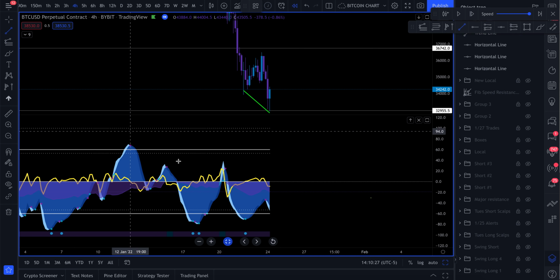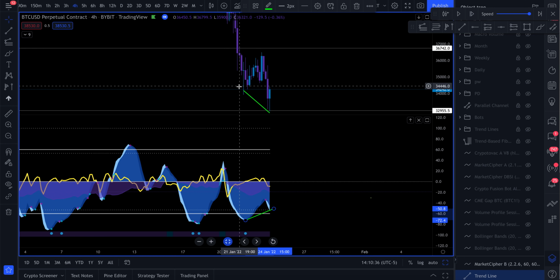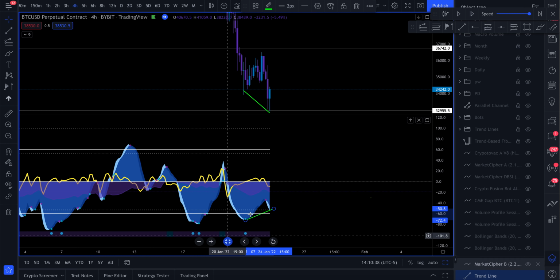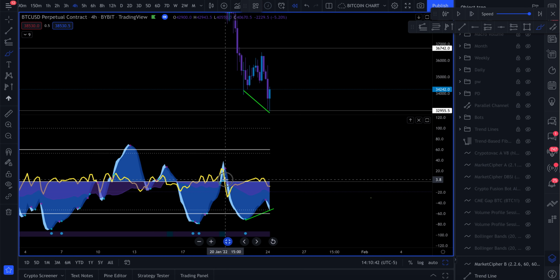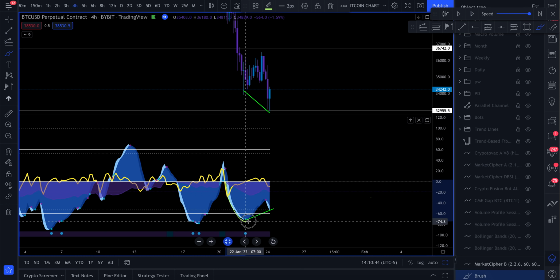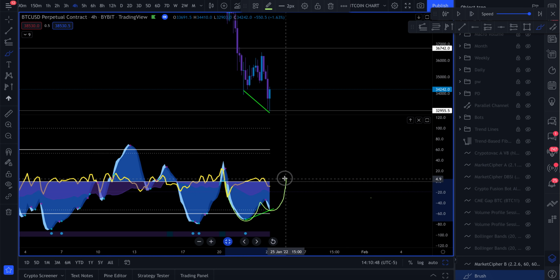Then we see this. We see that Market Cipher B on the 4-hour time frame is printing a higher momentum wave than the previous momentum wave. So price is making lower lows and momentum is making higher lows. This is called a bullish divergence, where we have a really deep momentum wave on the left and then a not so deep momentum wave on the right.